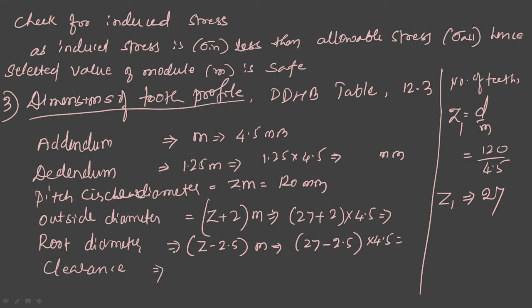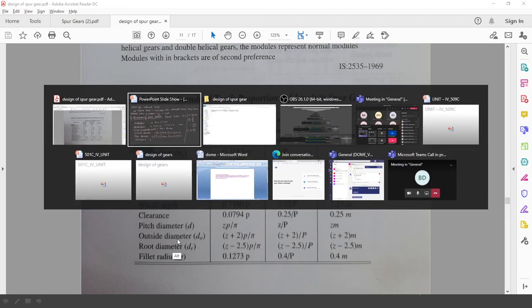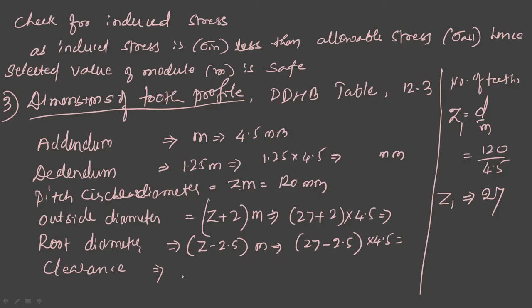Now we're going to get different parameters for gear as well as pinion here. So now addendum, dedendum, clearance are going to remain the same. Only change is outside diameter and pitch circle diameter. Now clearance is 0.25 m here. Right? So calculate all these parameters.